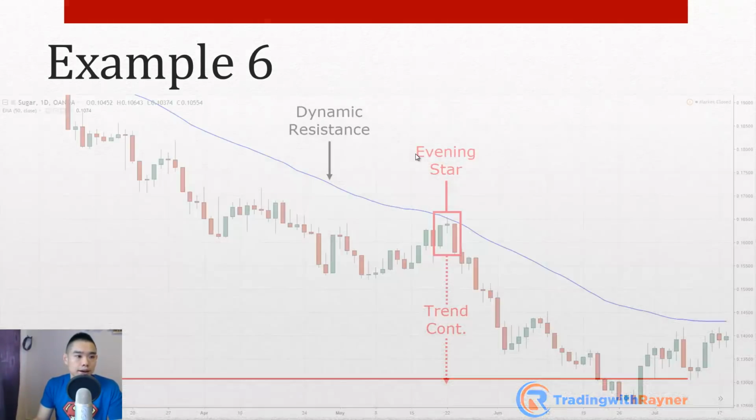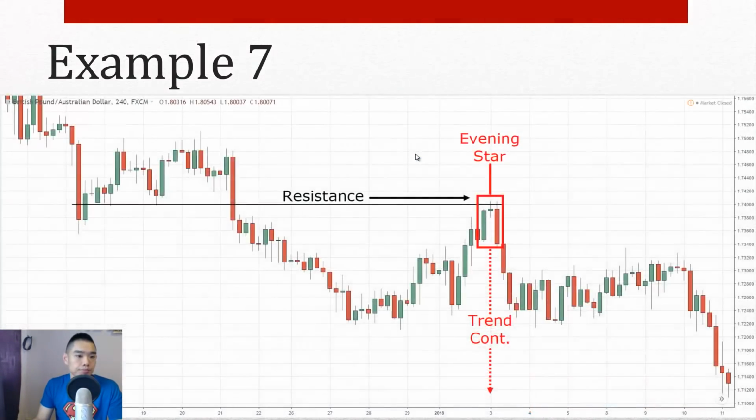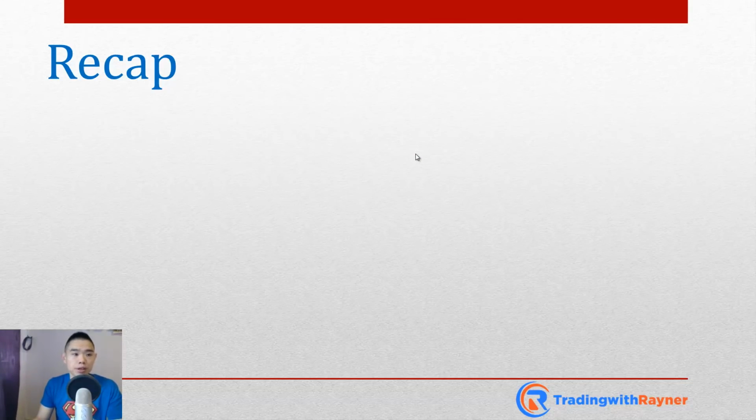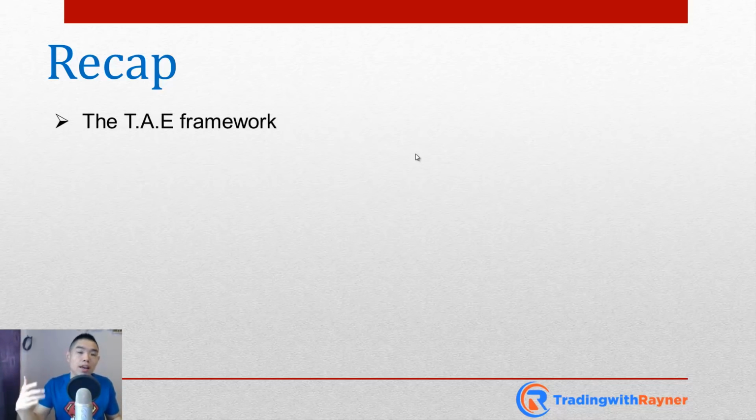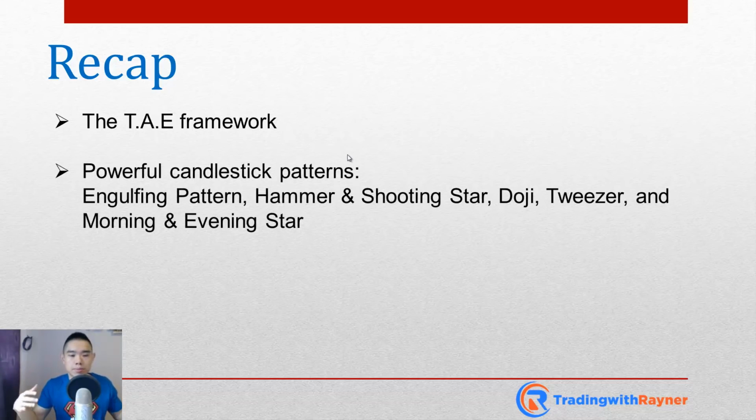Okay, with that said, we've covered this. Let's do a quick recap, shall we? What have we learned so far? We have spoken about the three-part framework: the trend, area of value, and entry trigger. If you look for these three things, you can find high probability trading setups in bull markets and bear markets. Then we spoke about the candlestick patterns that you might want to pay attention to: the engulfing pattern, the hammer, shooting star, doji, tweezer tops and bottoms, and morning and evening star. That's pretty much what we have covered. So yep, that's a recap.